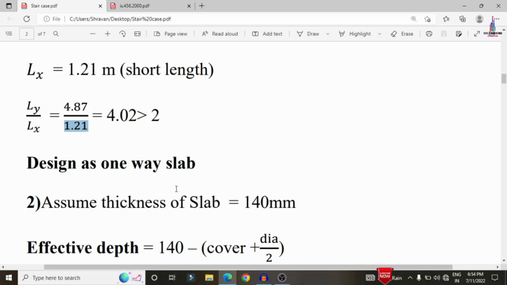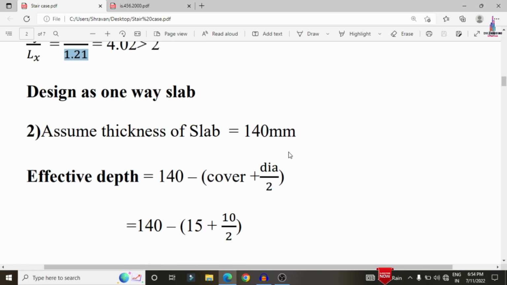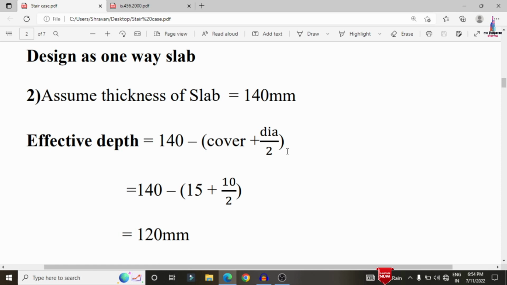The second step is to calculate the effective depth. Before calculating the effective depth, initially we need to assume the thickness of the slab. Let us assume the thickness of the slab as 140 mm. The formula for effective depth is the assumed thickness minus cover plus diameter of the bar divided by 2. Substituting, we get 140 minus cover, which I am assuming as 15 mm, plus diameter of the bar, let us consider 10 mm, so 10 by 2, which equals 120 mm. So in step number 2, I am calculating the effective thickness.